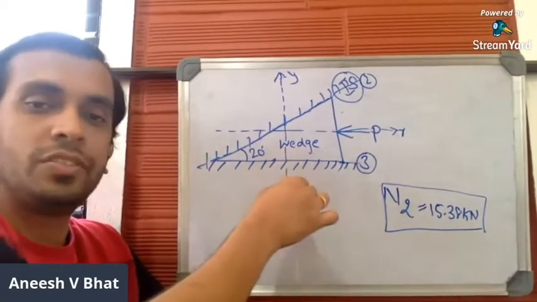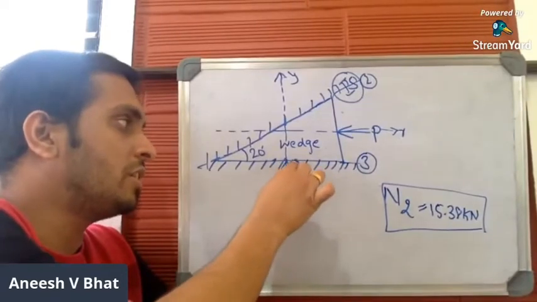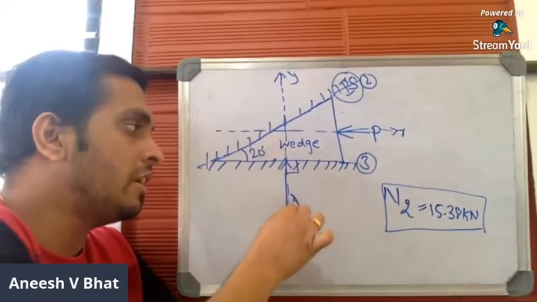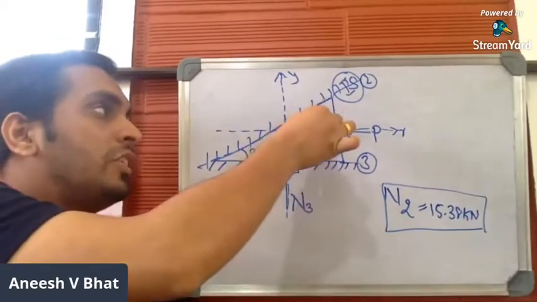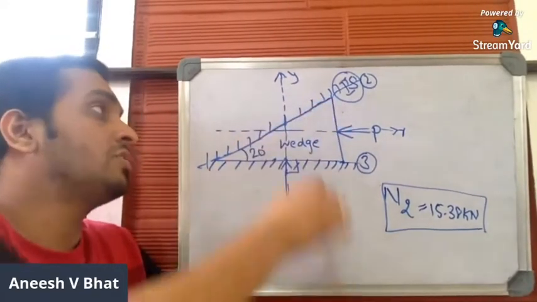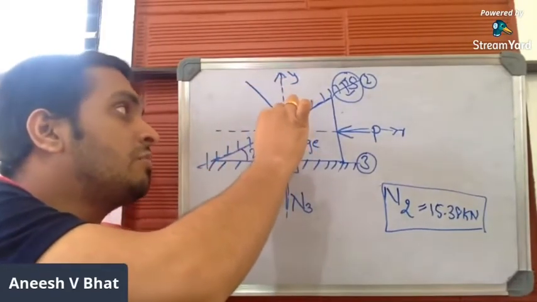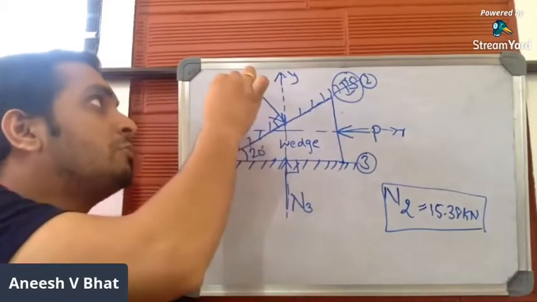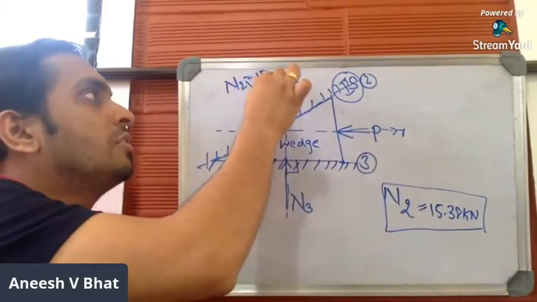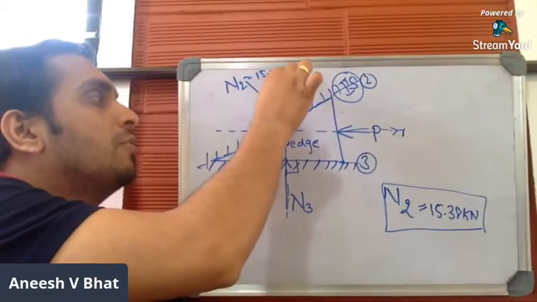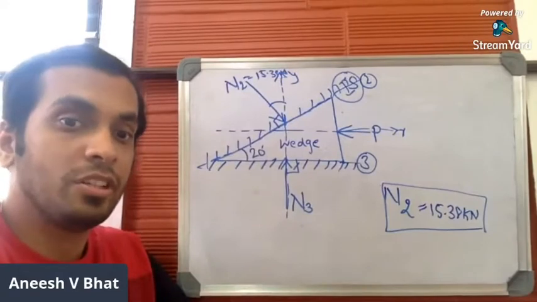The wedge is in contact with surface number 3, so surface number 3 will offer a normal reaction. Let me mark it in this way. The normal reaction should be perpendicular, directed towards the body, and let me mark this as N3. The wedge is in contact with surface number 2 as well, so surface number 2 will offer a normal reaction directed towards the body, perpendicular to the body. Let me mark this as N2, and we know the value of N2 as 15.38 kilo. But we don't know this angle. We need the angle now to draw the free body diagram.